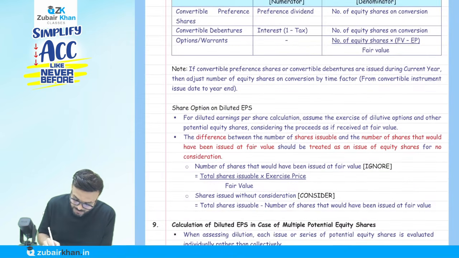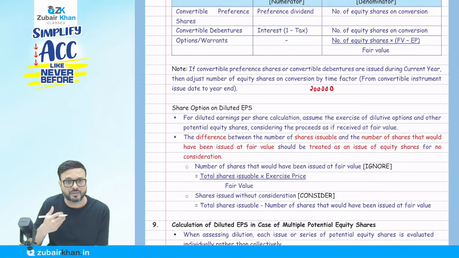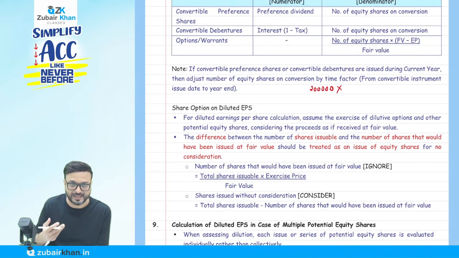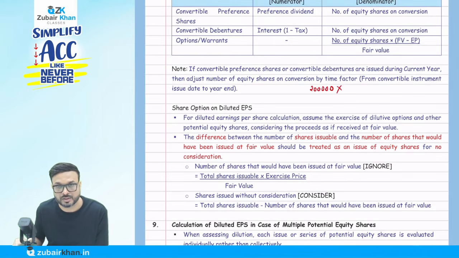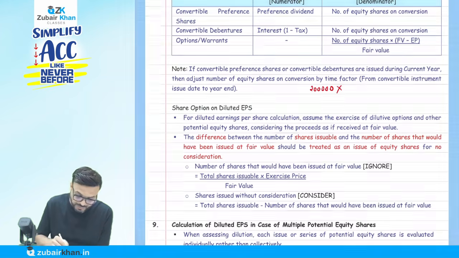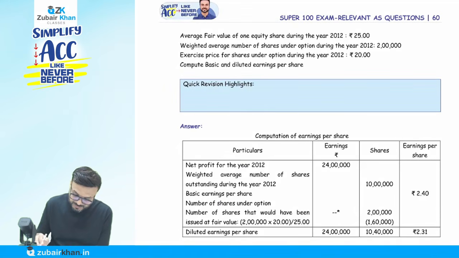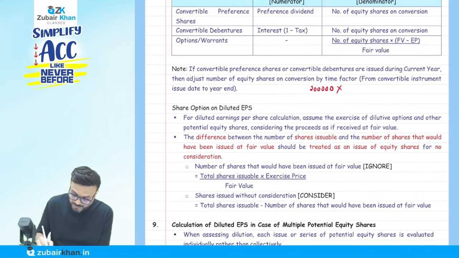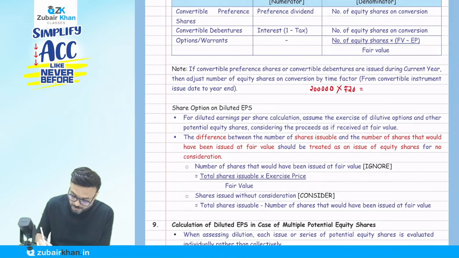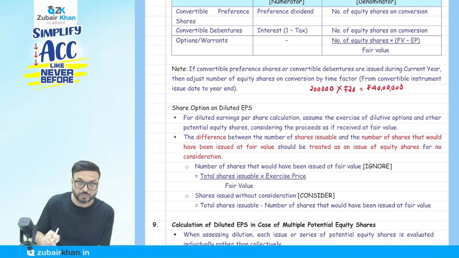So if I want to issue 2 lakh shares, I am offering to employees: take it at a lower price. Employee stock option plan at a lower price. Suppose I am offering you at rupees 20. So 2 lakh shares I am giving you at rupees 20. So 2 lakh multiplied by 20, that is coming how much? Rupees 40 lakh.